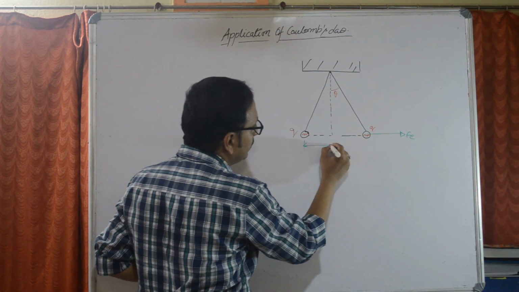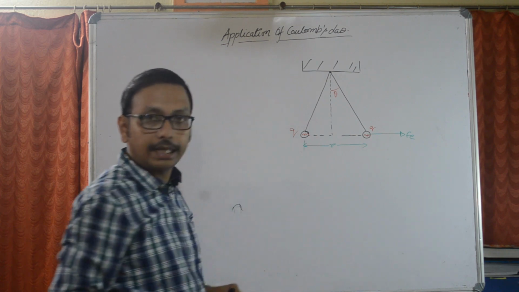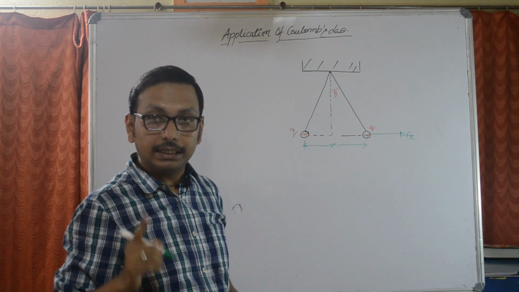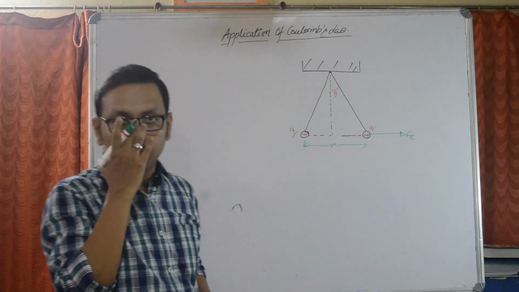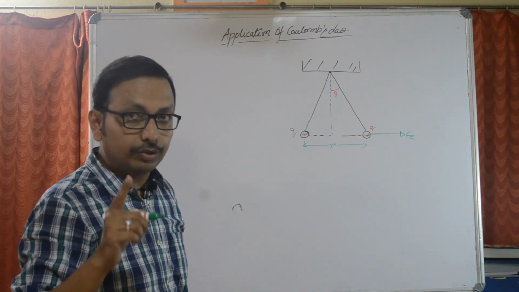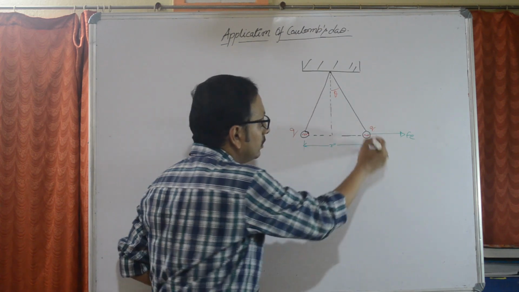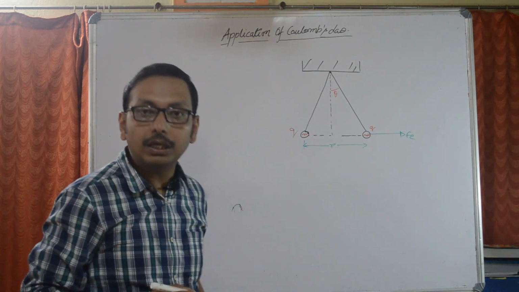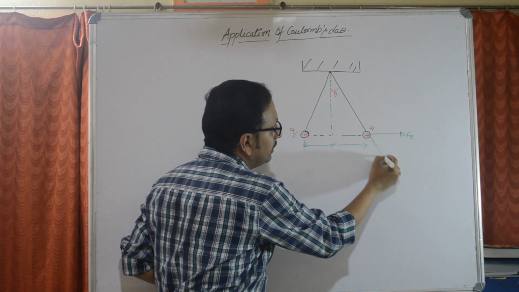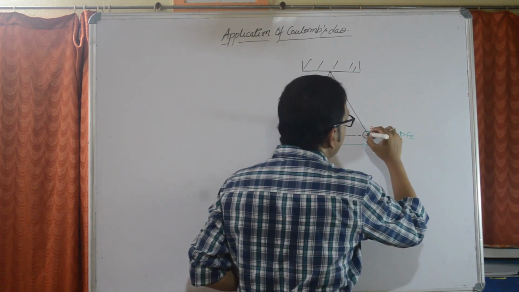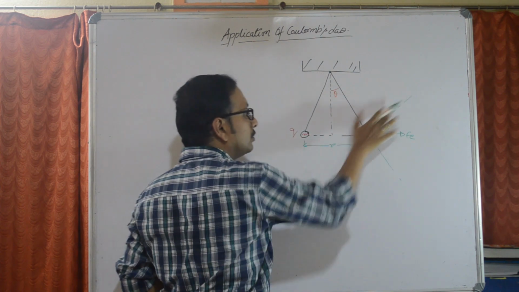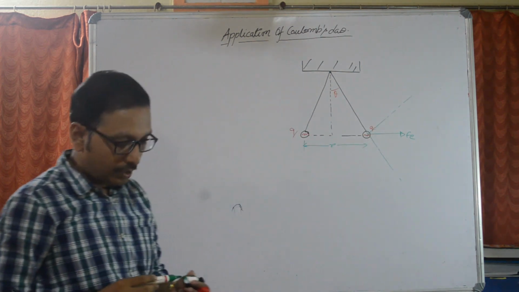Now say the distance between them is the same. I am keeping the same distance over here, and they have asked you to find the resultant force along the string and perpendicular to the string. So you need to understand here: along the string means this side, and perpendicular to the string means this one. So this is perpendicular to the string and this is along the string.